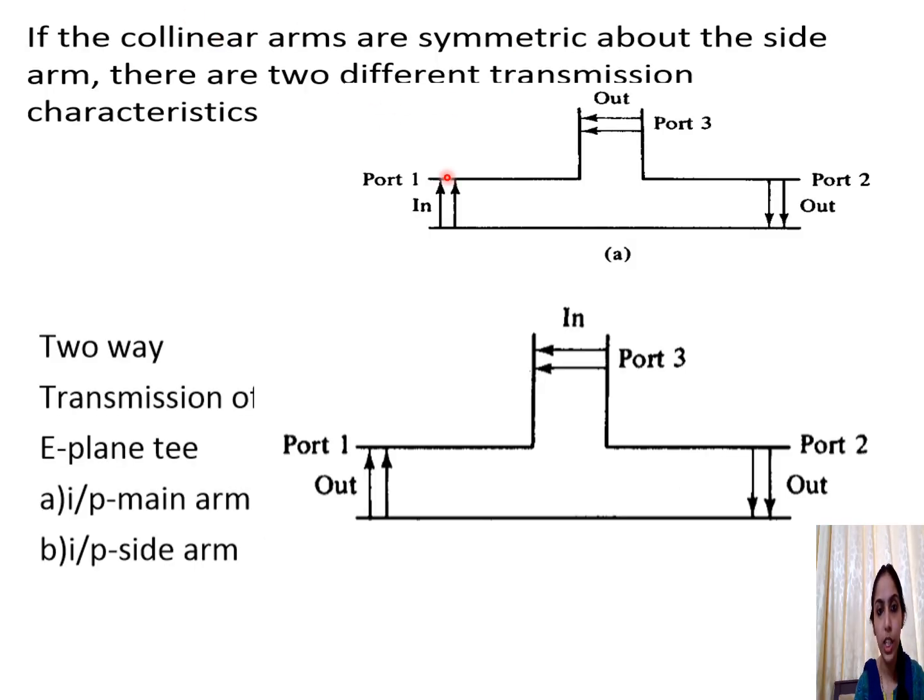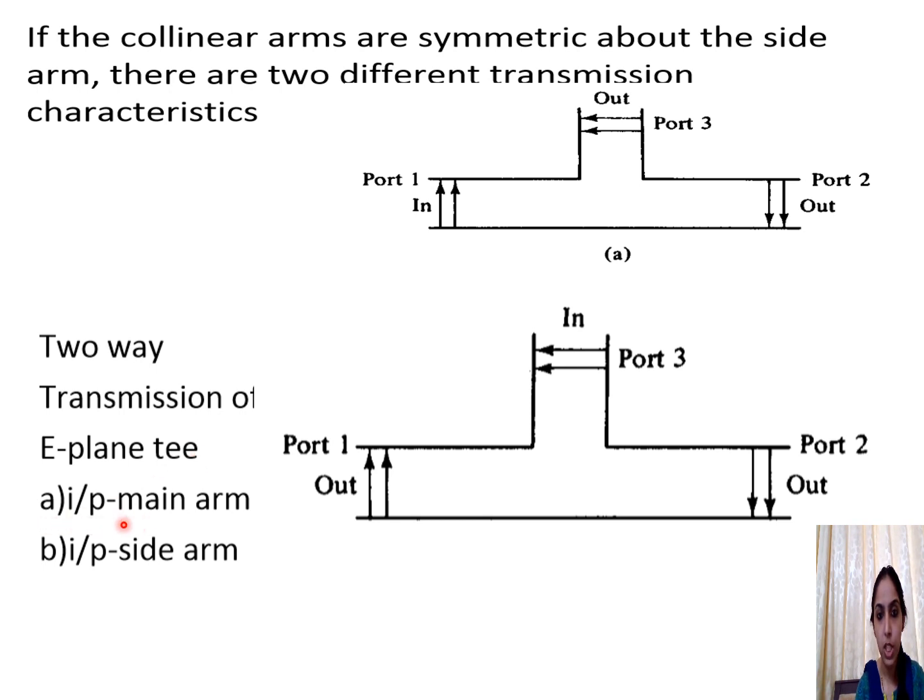Now, the collinear arms, that is port 1 and port 2, are symmetrical about the side arm. If there is no problem of impedance mismatch, then there will be no reflections. Okay, so these are the diagram representations of the two-way transmission of the E-plane T.